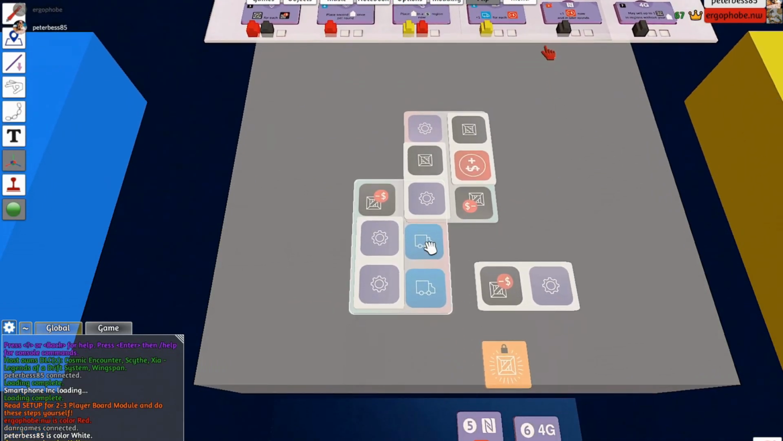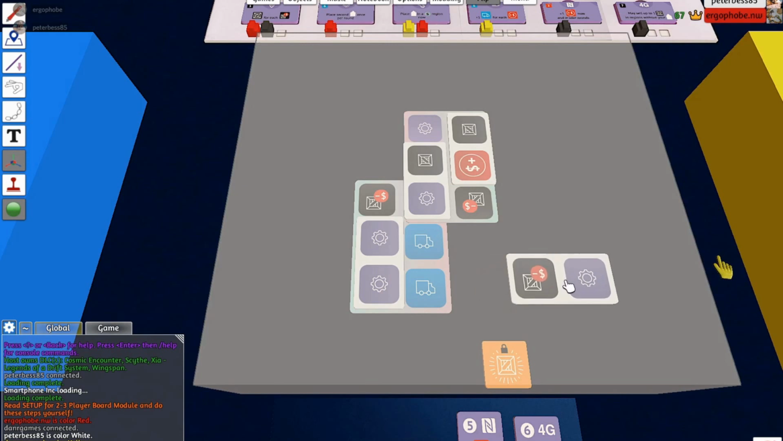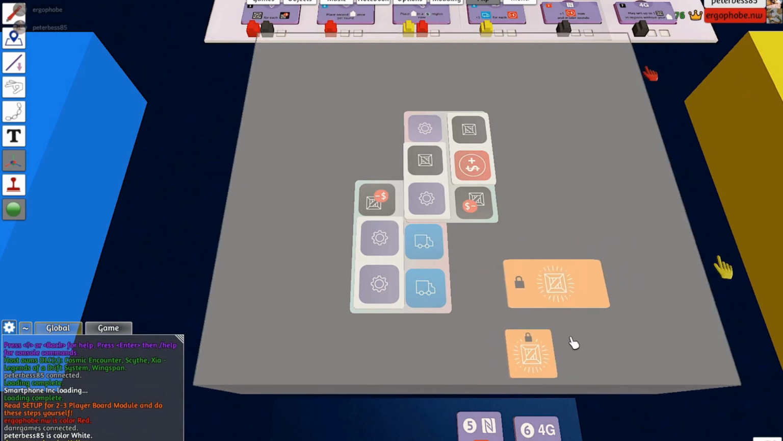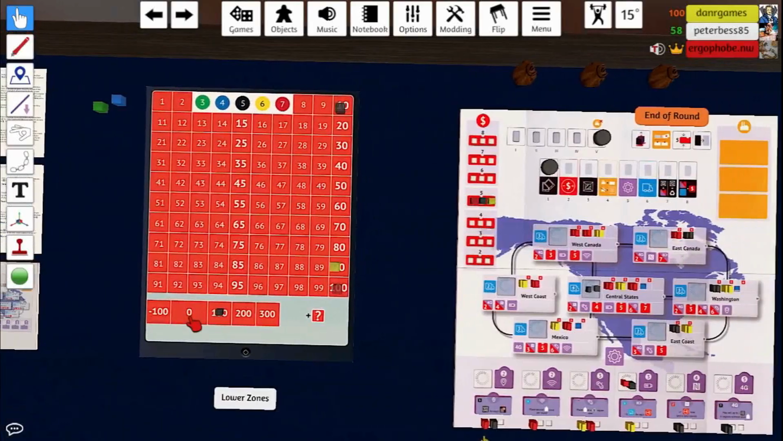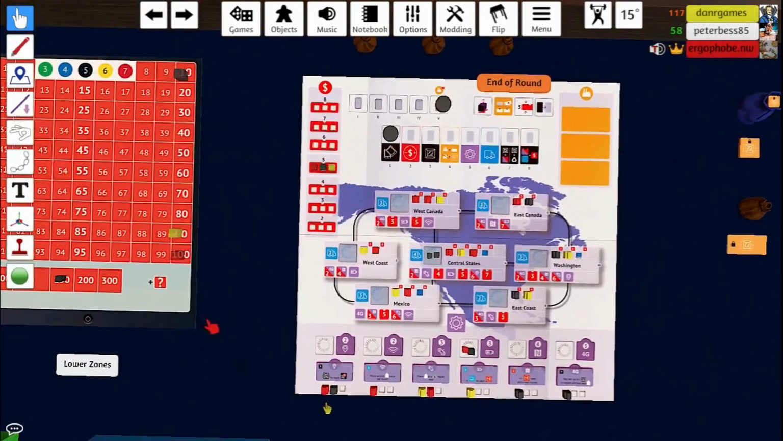Gosh, this is really crappy. Oh, this is going to be hard to do what I need to do. Pete's sitting on an extra 22 points in technology tiles, too. Am I going to be able to beat that?